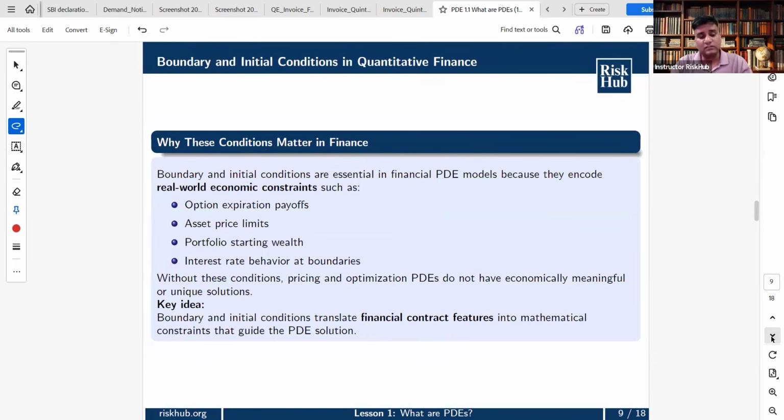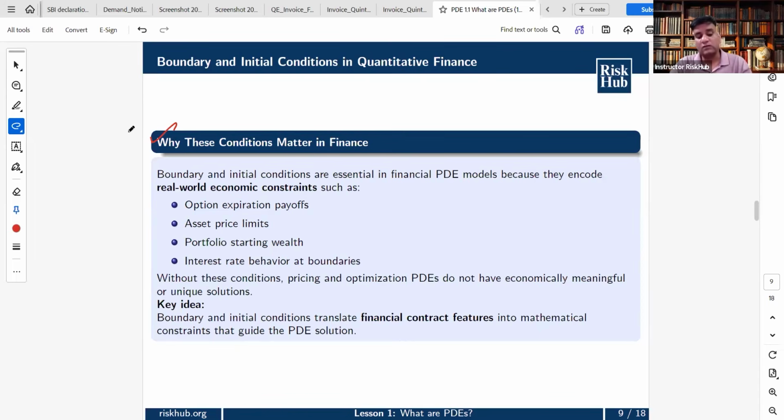Then we get into the next slide, which is why these conditions matter in quant finance. The slide summarizes the economic role of boundary and initial conditions. If your financial feature is option expiration payoff, the mathematical condition is a terminal condition. If it is an asset price limit, it is a boundary condition. If it is starting wealth, it is an initial condition. If it is interest rate behavior, it is an initial boundary condition. If it is early exercise, it is a free boundary condition.